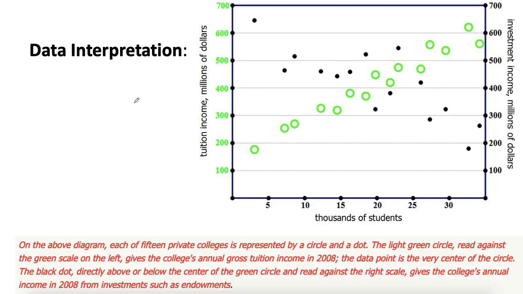This is the third graph for today's practice, and again, as a strategy we discussed, let's take 10 to 15 seconds to get a generic idea. So we have on the x-axis thousands of students, on the y-axis on one side tuition income and on the other side investment income. So we don't have any idea right now.